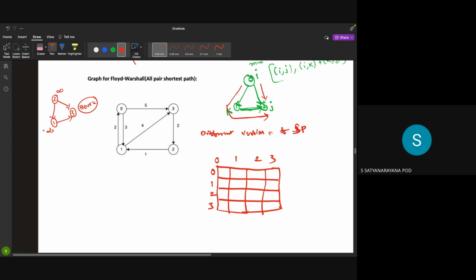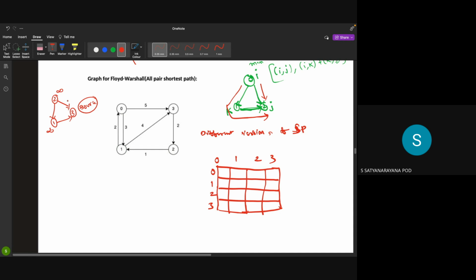So if you start traversing from 3, 3 to 2 is possible, 2 to 1 is possible, 1 to 0 is possible, no issue. Clear? For example, if you start from 1, 1 to 0 is possible, 1 to 3 is possible. After reaching 3, I can reach 2. Now we get values other than infinite. Is it clear?